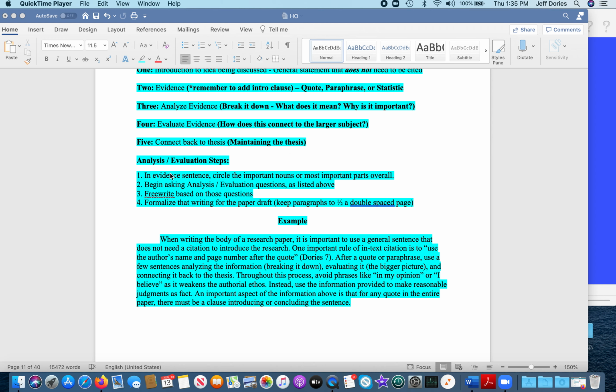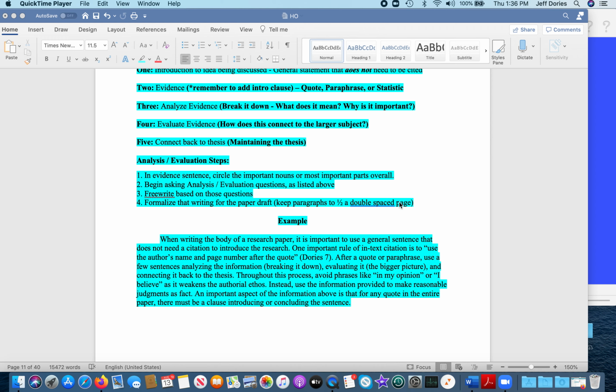Okay, and these are the steps that I suggested. Take your evidence, your quotation, your paraphrase, your summary, your statistic, highlight or circle the most important parts, and then begin asking analysis and evaluation questions. What does it mean? Why is it important? How does it connect to the bigger idea? Build your case. Explain to your jury the importance of that evidence. Okay. I recommend free writing based on those questions and answers, and then formalizing that into a paragraph.